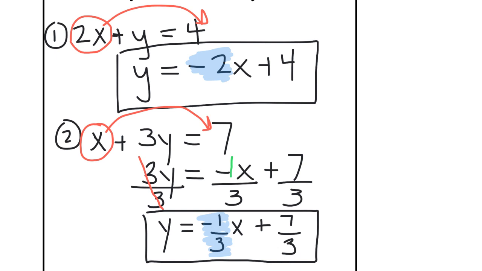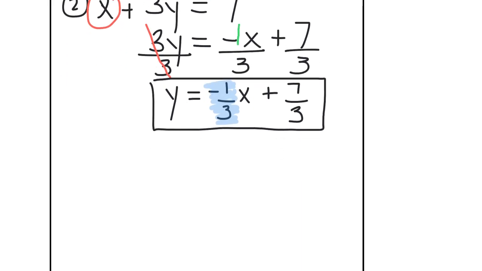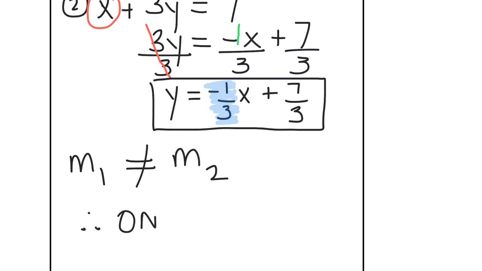So I'm going to scroll down here, and I'm going to tell myself that the slope in equation number 1 is not equal to the slope in equation number 2. So automatically that matches what we know about our first situation. When the slopes are not the same, that tells you that there is going to be one solution or one point of intersection.